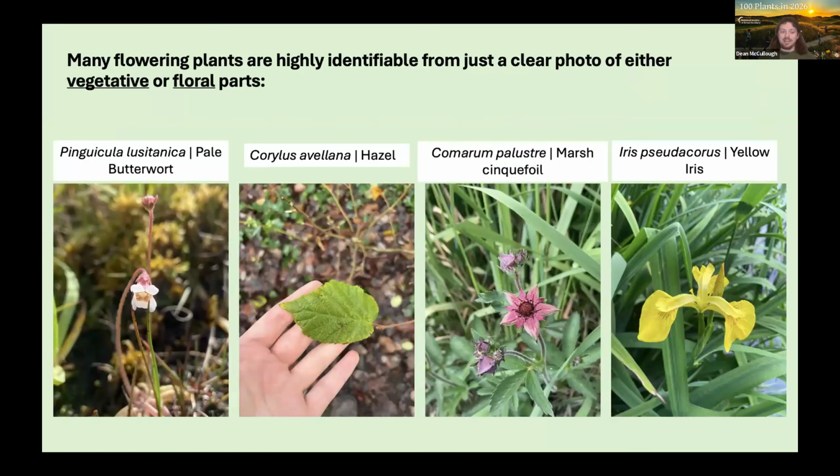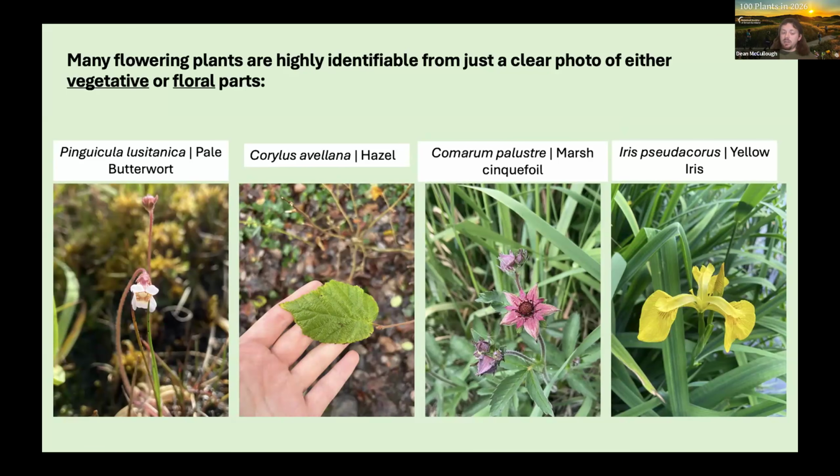Okay, so into the detail then. Many flowering plants are highly identifiable from just a clear photo of either the vegetative or floral parts. So here are four kind of random examples of species that you can identify pretty readily from a nice clear photo. So you've Pinguicula vulgaris, which is the pale butterwort. If you're in the uplands in Ireland or Western Britain, you'll probably come across this, but it's quite a small plant. But if it's in flower, or even if it's not in flower over the winter, it's still very recognizable. You just want a nice photo of it.